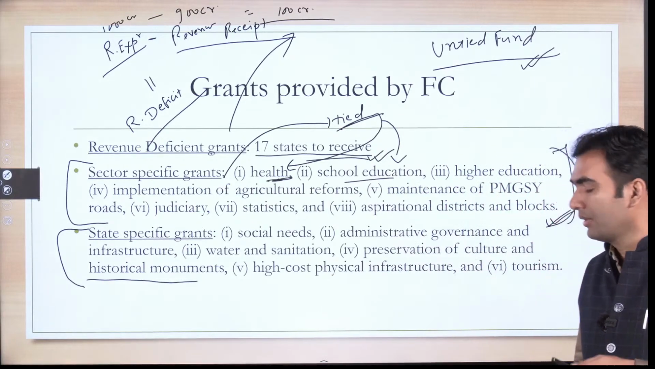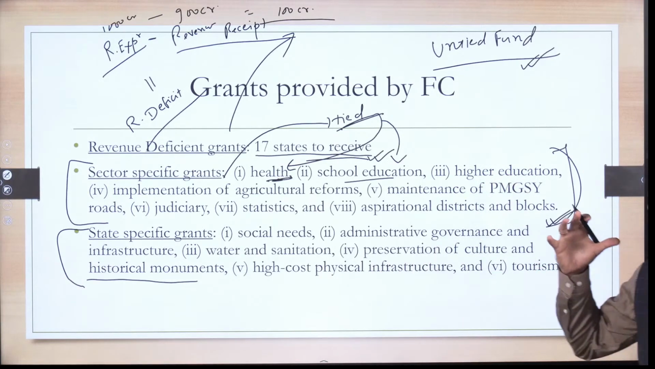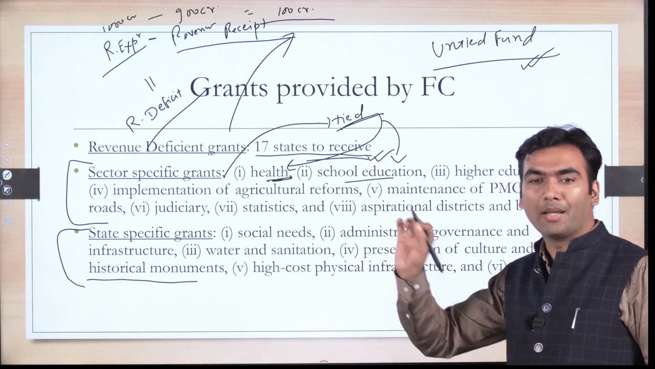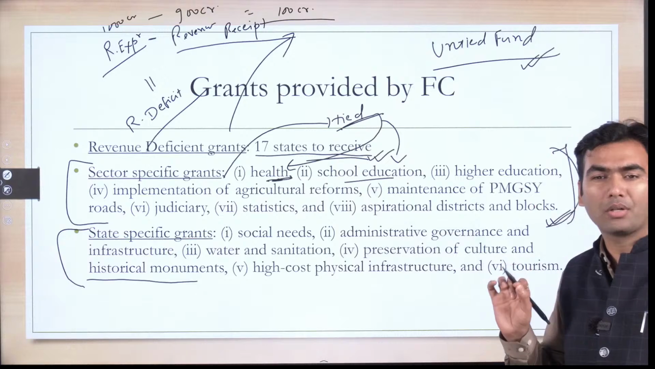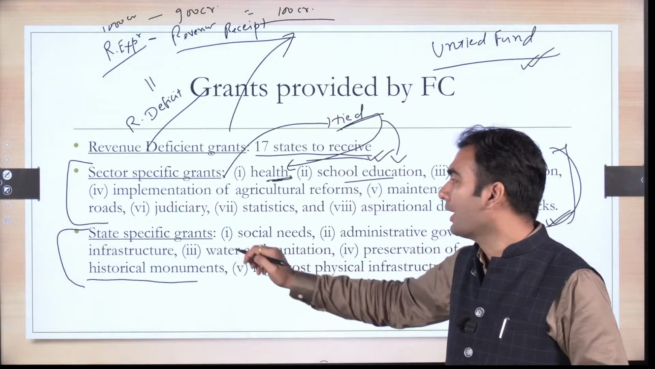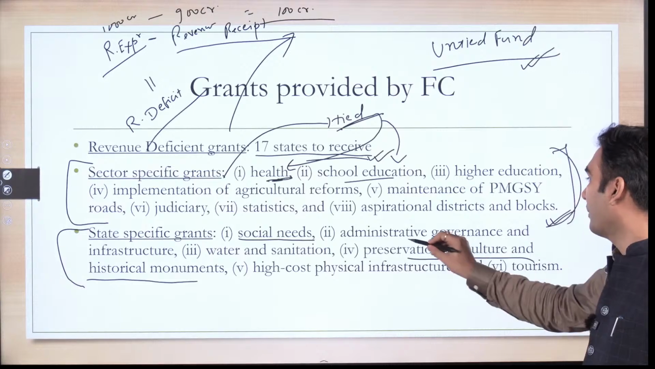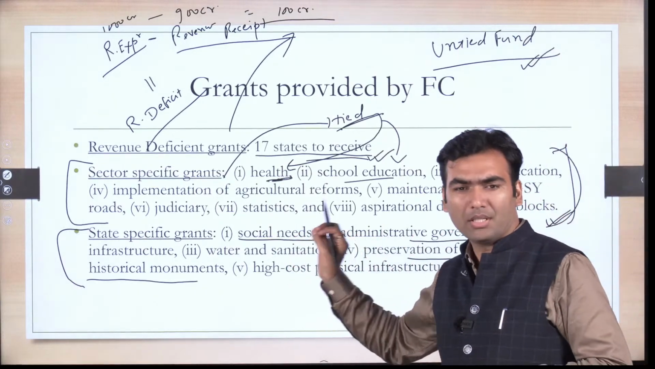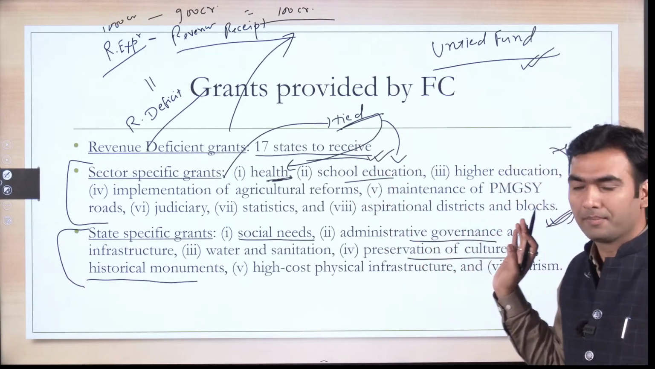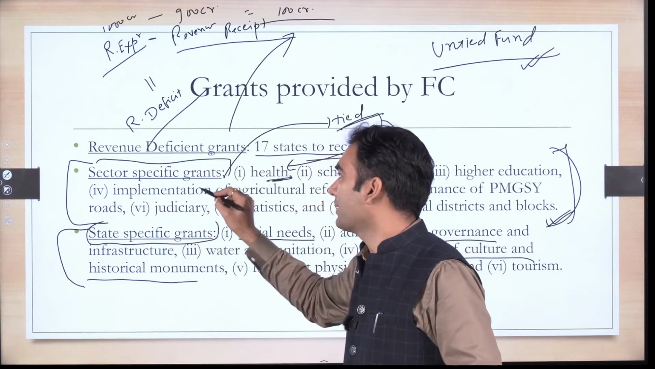Okay, so the Finance Commission recommends and does all the calculation of what is the amount of expenditure that these states are expected to incur, what is the amount that they should get, and all those things. And numbers are prescribed by the Finance Commission. We do not need to mug up those numbers. We need to just understand that there are state specific grants and they are for the purpose of social needs, for preservation of culture, administrative governance, and so on. Just memorize 2 or 3 items from here, 2 or 3 items from here. That's enough. Okay, these are the key terms that you should remember: state specific grant, sector specific grant.